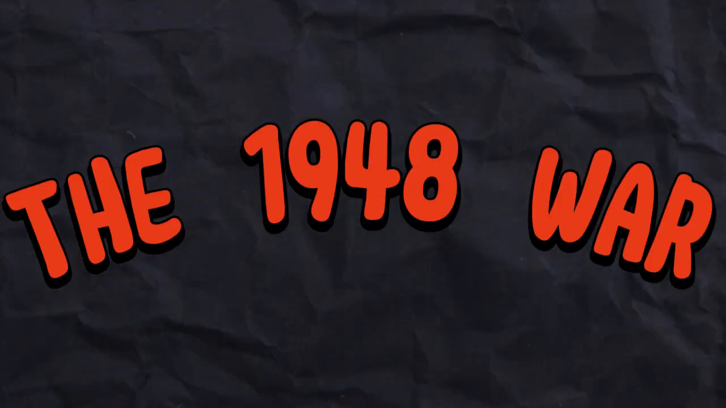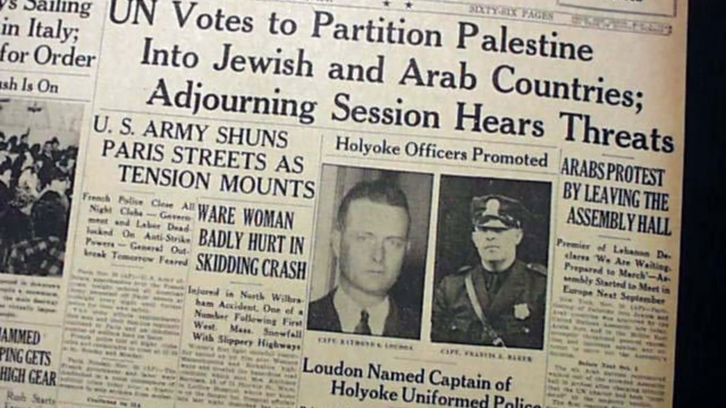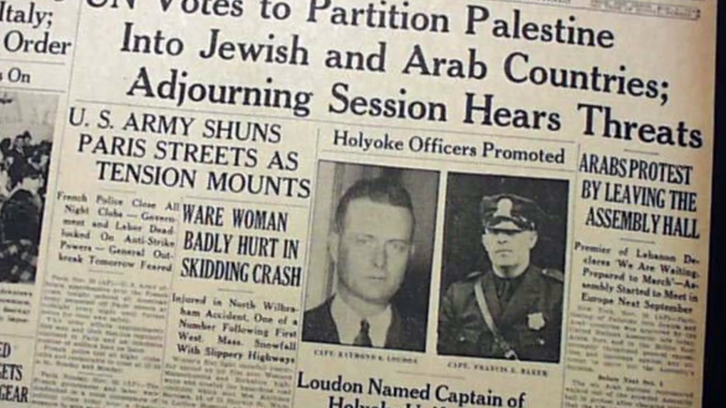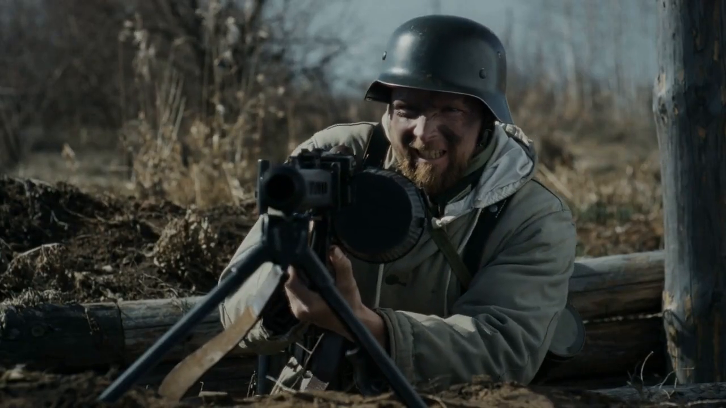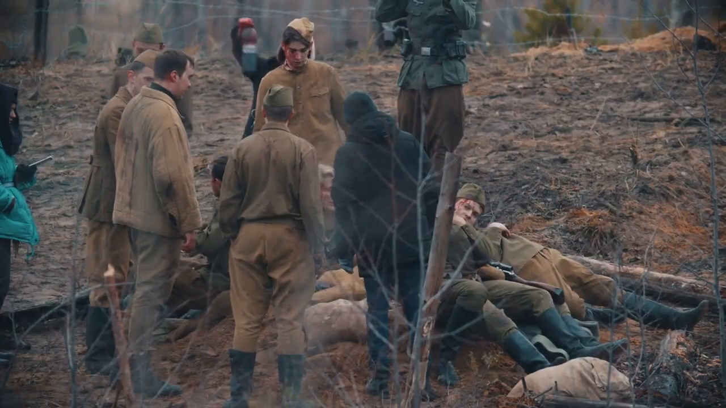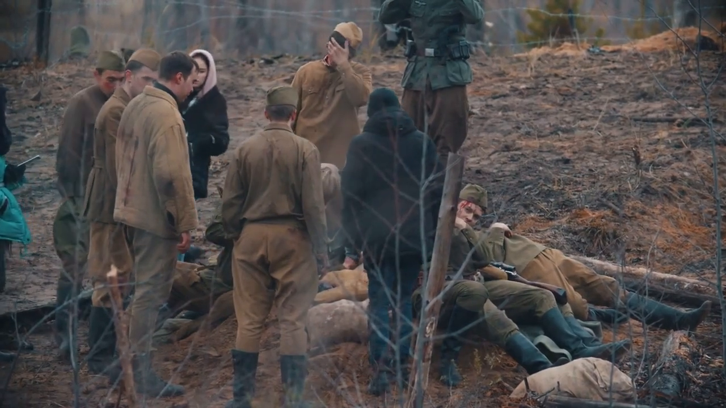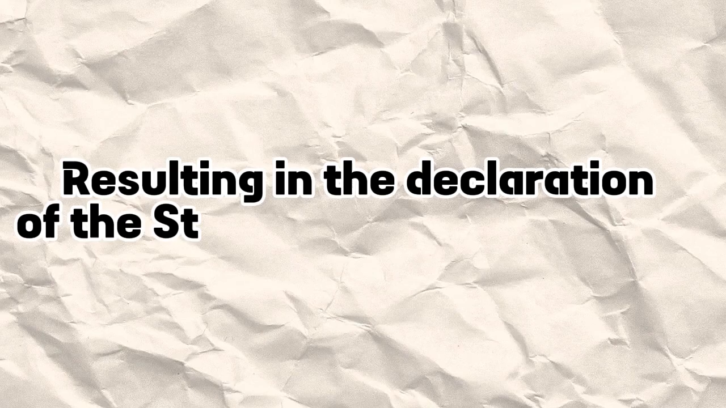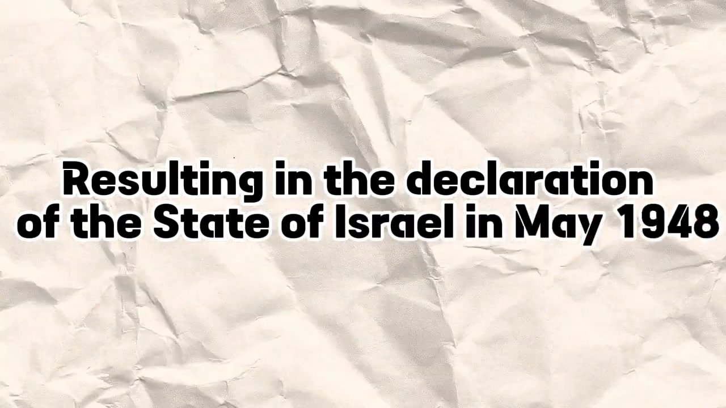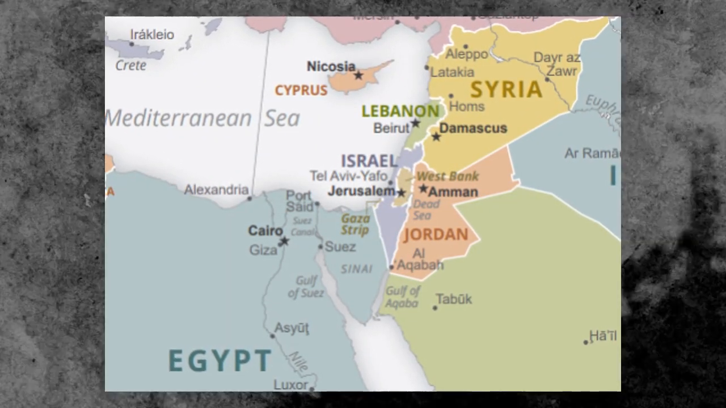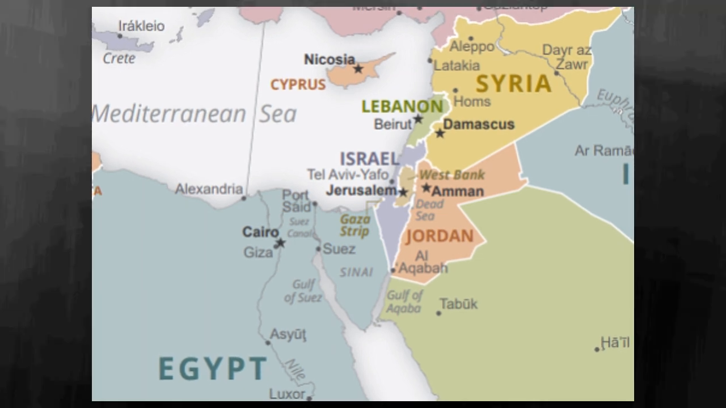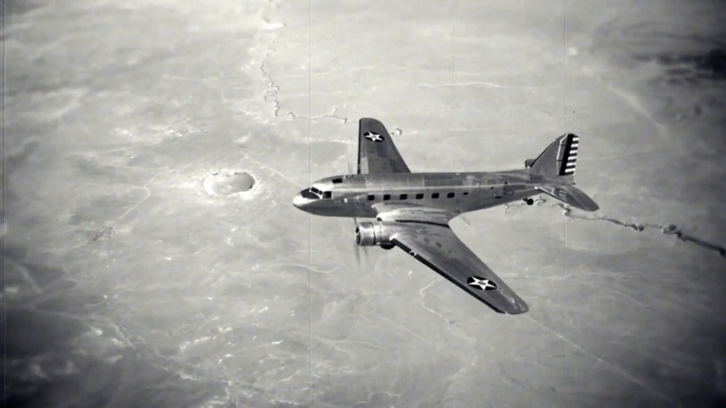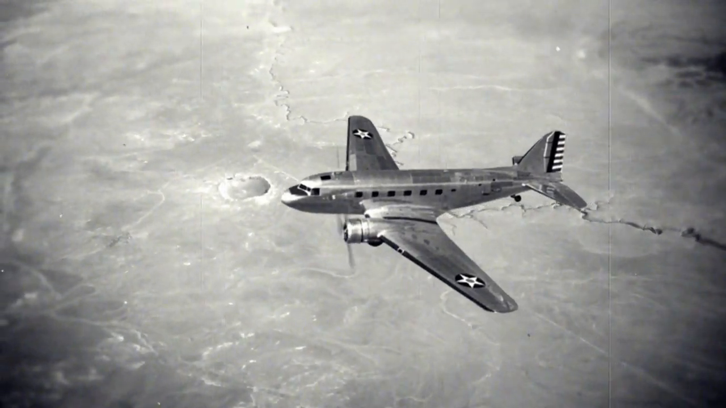5. The 1948 War. The rejection of the UN partition plan led to a series of conflicts and battles between Jewish and Arab forces. This period marked the beginning of the Arab-Israeli War, resulting in the declaration of the State of Israel in May 1948. The neighboring Arab states, including Egypt, Jordan, and Syria, intervened in the conflict, leading to a full-scale war.